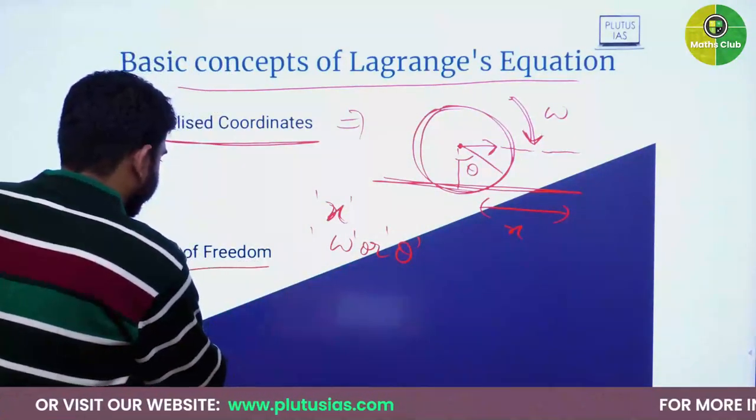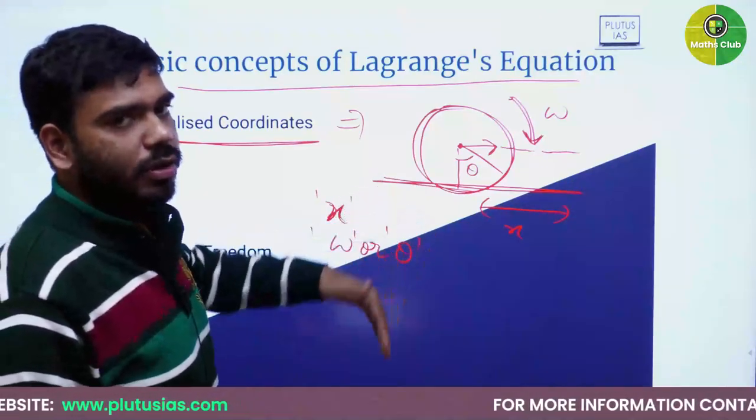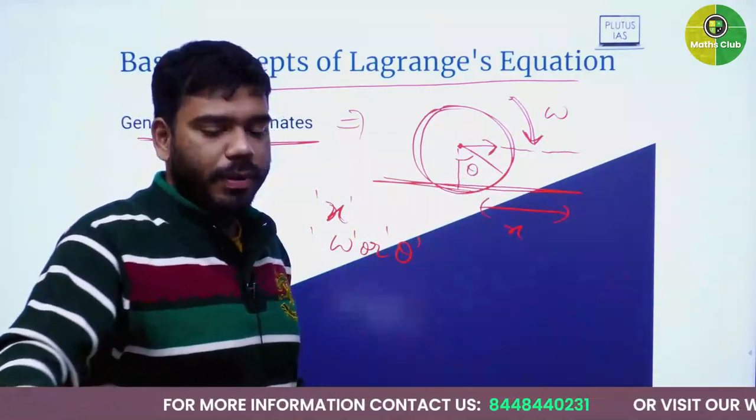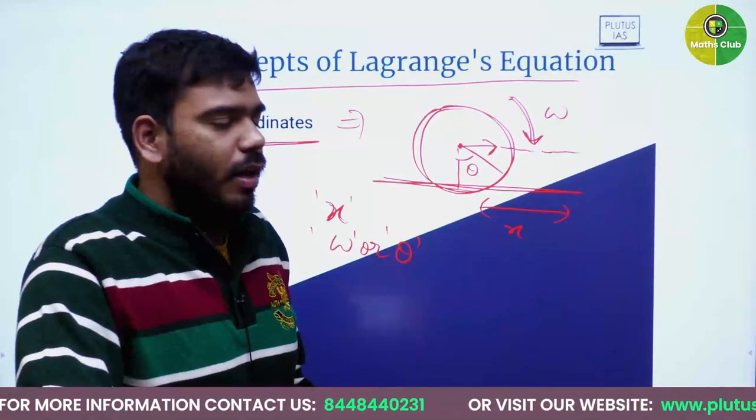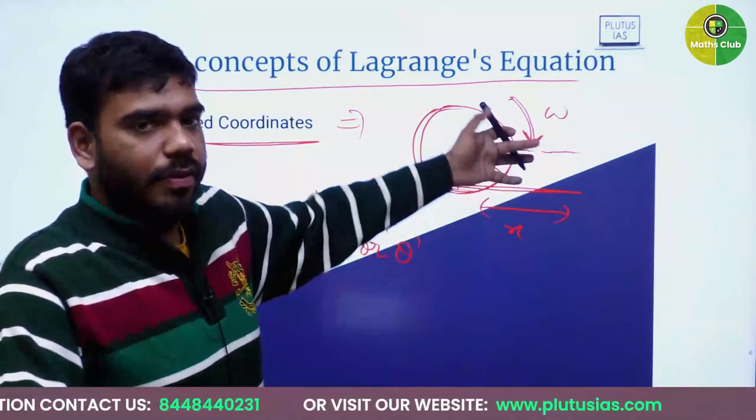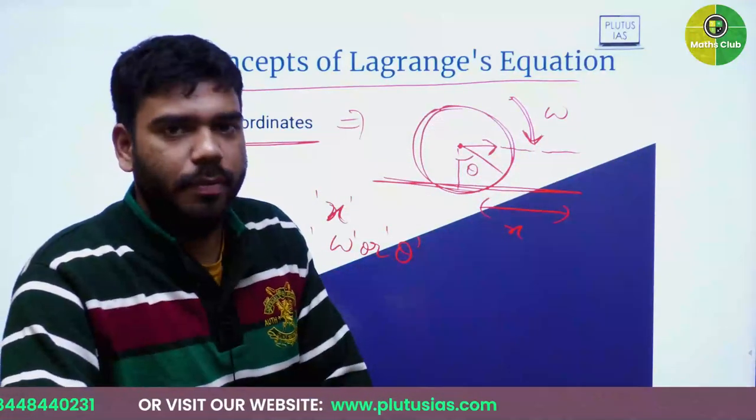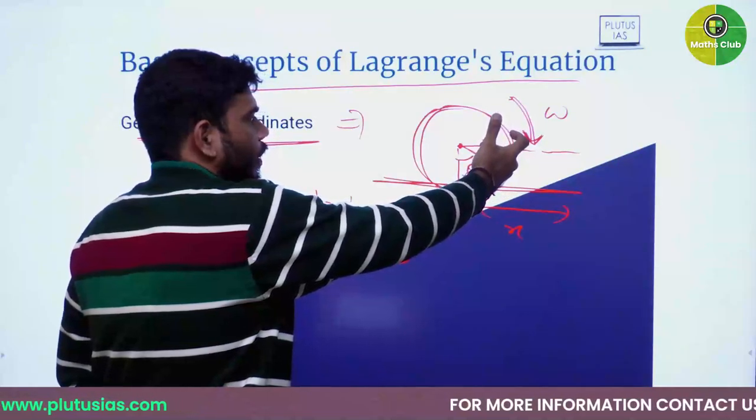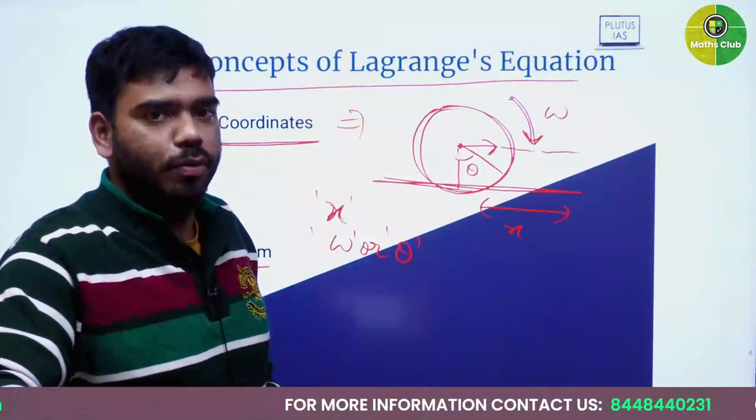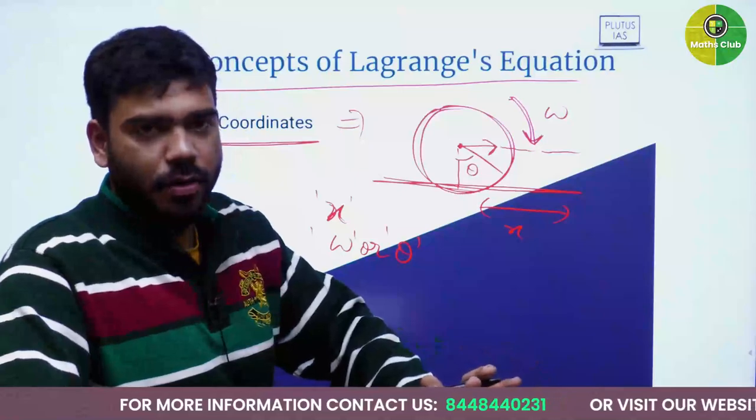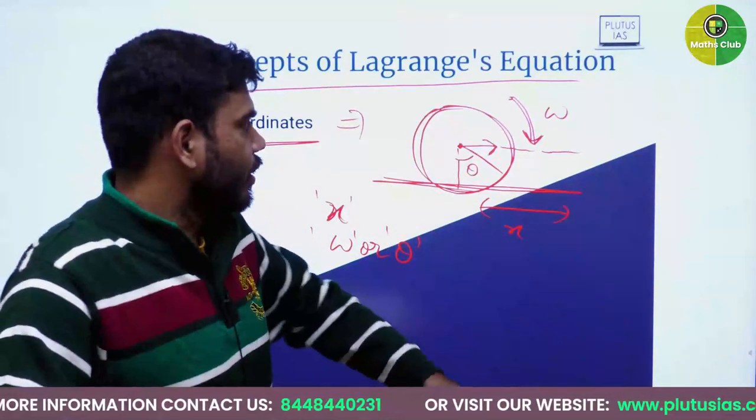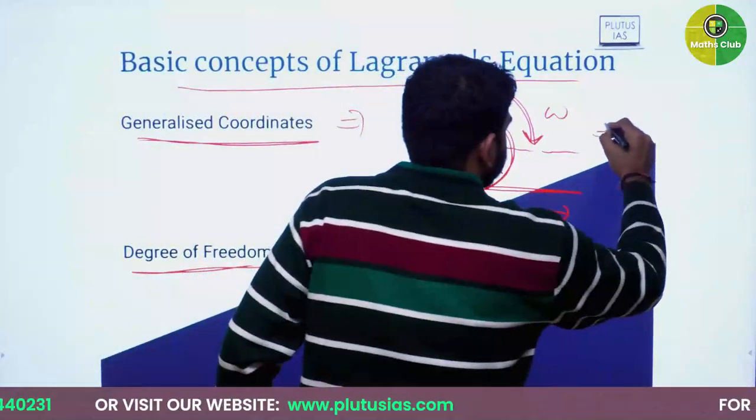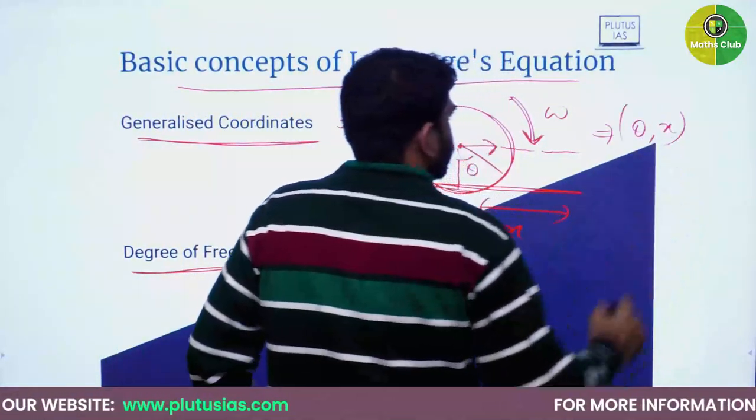Then, degrees of freedom. Simply put, generalized coordinates are the minimum number of parameters required which are mutually independent of each other, where the variation of each independent variable is completely independent, and the second thing is that these are sufficient to describe the complete motion of the body. Those which are mutually independent and sufficient to describe the complete motion of the body are generalized coordinates. Like here in this example, we can say this theta and x are the generalized coordinates.